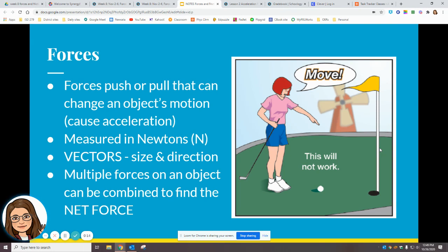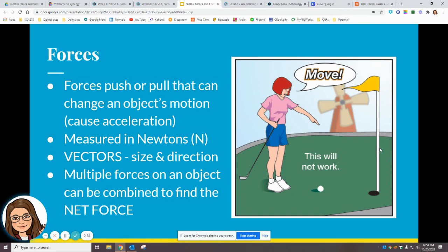An easy way to explain what a force is, it's simply a push or a pull. They can cause an object's motion to change. In other words, they can cause something to accelerate, but they do not always do that. They're measured in newtons in honor of Sir Isaac Newton, who did a lot of experimentation and research and discovered the laws of motion and gravity. And so this unit is named in honor of him.